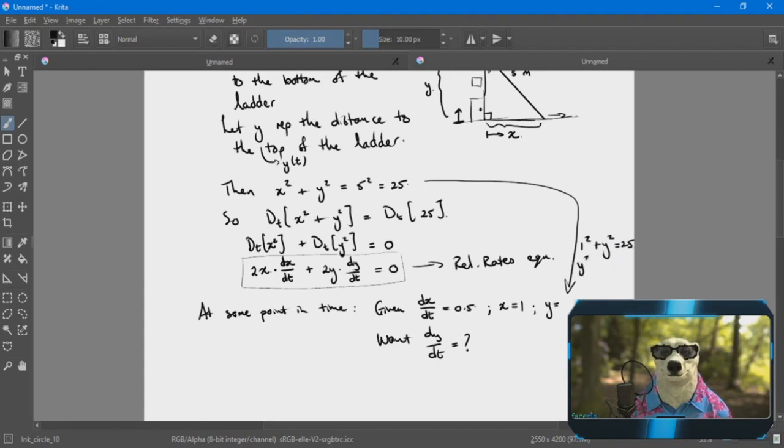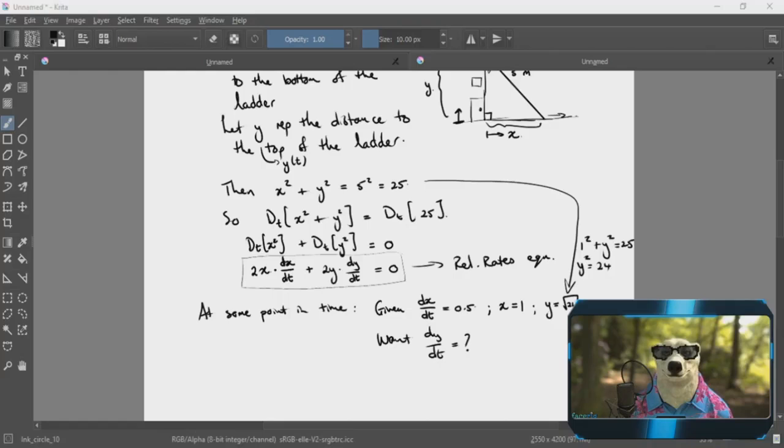That means y squared equals 25 minus 1, so 24. So y is the square root of 24. Let's go to our Discord MathBot to ask it what that is.